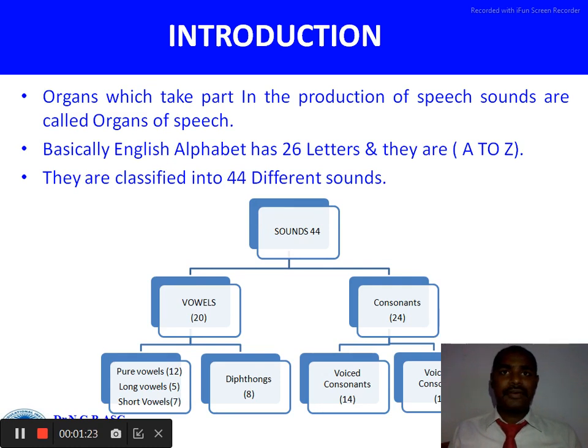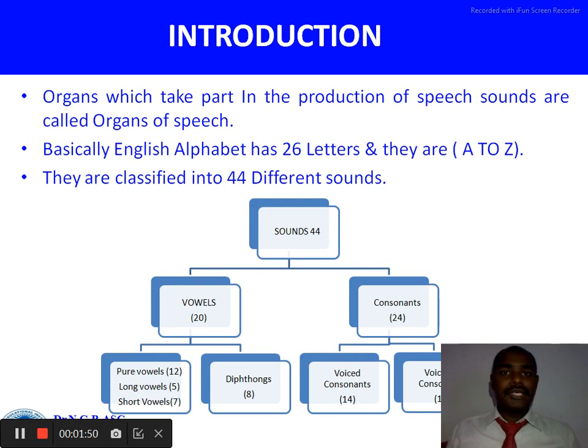What is meant by vowels? Vowels means the air which comes from the lungs, and without any obstacle the sounds are produced. So this we call a vowel. For example, A, E, I, O, U. So when you pronounce these sounds, the air doesn't block. So that's why we say it is a vowel.